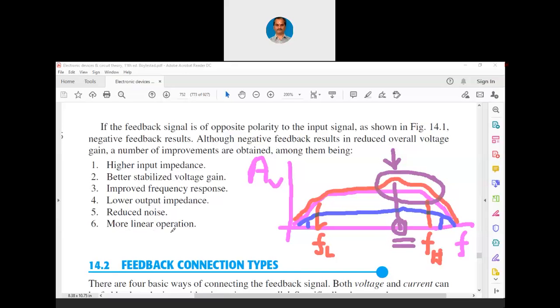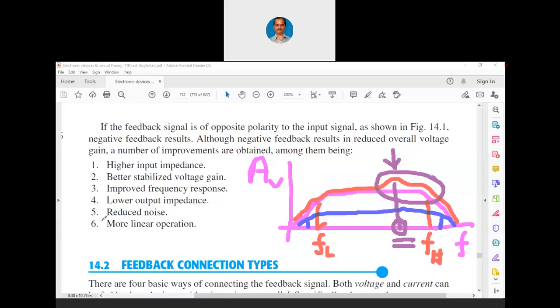Finally, more linear operation. More linear operation basically means whatever I told here, those sudden offshoots which are there in the frequency response will not be there with the reduced gain or with the negative feedback. That is called more linear operation.